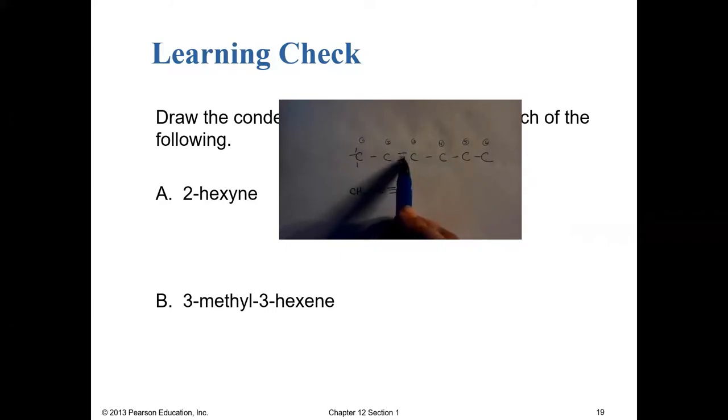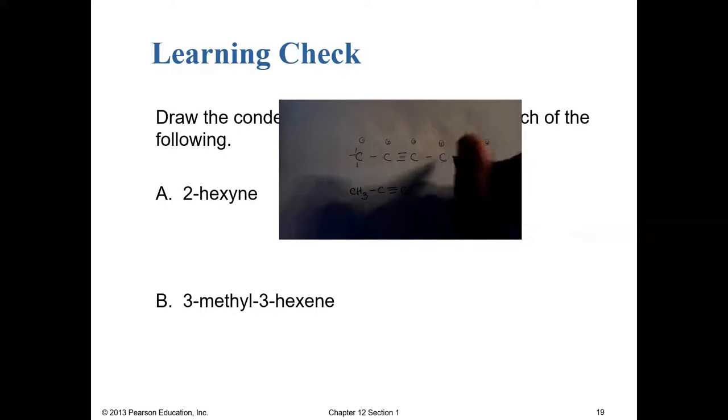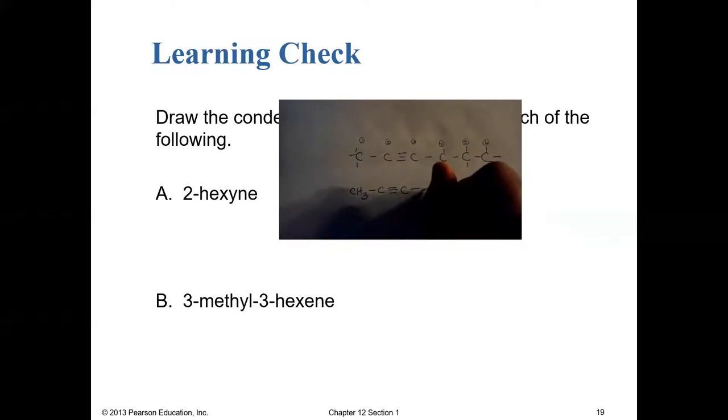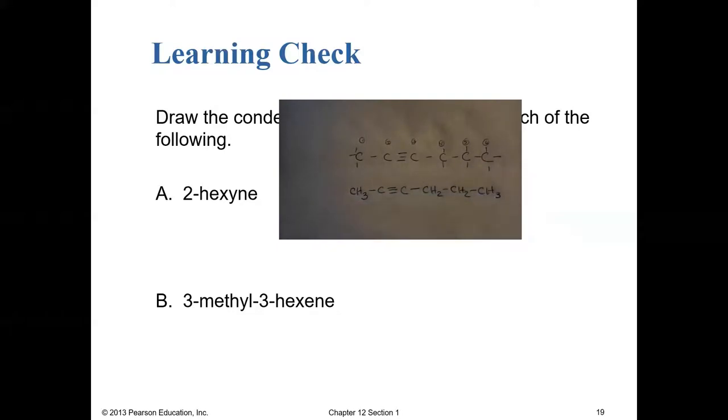So again, 1, 2, 3, then 1. But ending on carbon 4, we're gonna need 2 bonds, 2 bonds, and then 3 bonds to complete it. So then this becomes a CH2, CH2, CH3. So this is how you would draw a 2-hexyne.